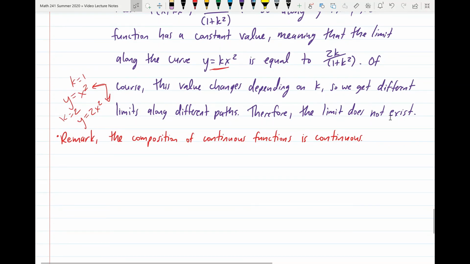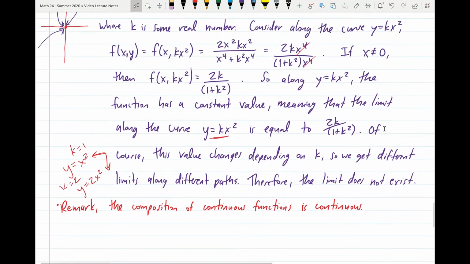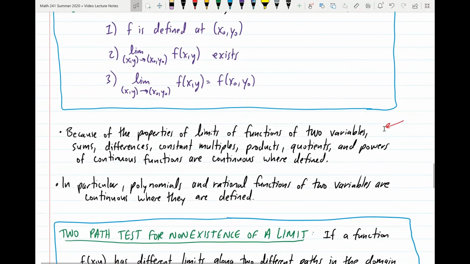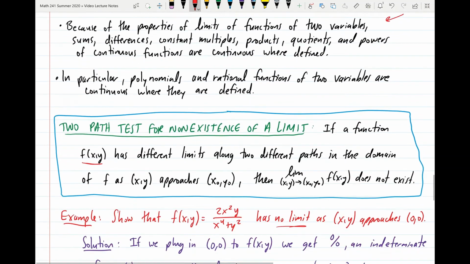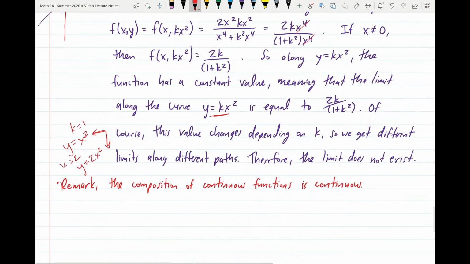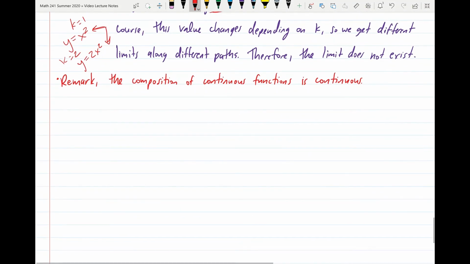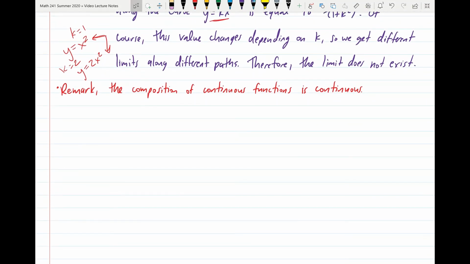So the last thing for this section, I just want to give a remark, and that remark is that the composition of continuous functions is also continuous. So remember up above, I said that because of the properties of limits of functions of two variables, we have that sums of continuous functions are continuous, differences are continuous, products of continuous functions are continuous. I didn't list here composition of continuous functions, but it is the case that the composition of continuous functions is continuous. And let me just make this a little bit more explicit here.